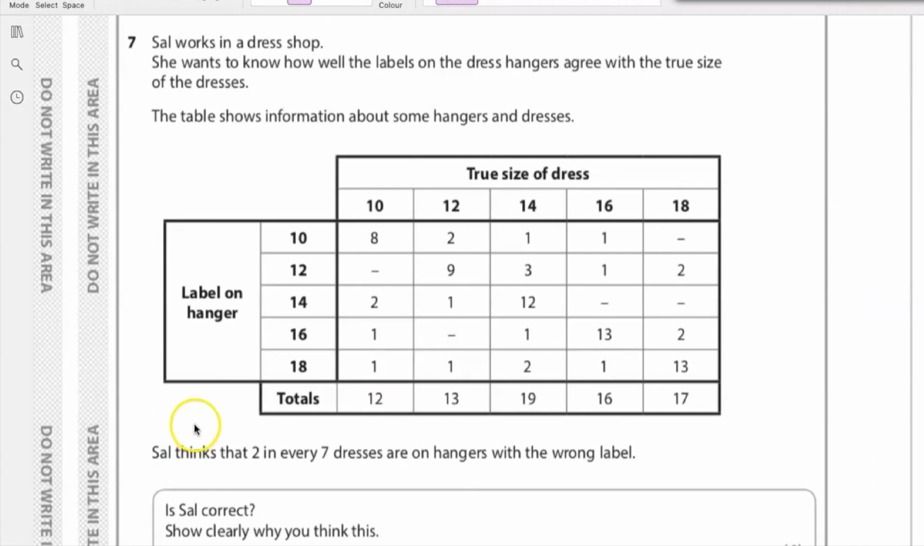Sal walks into a dress shop. She wants to know how the labels on the dress hangers agree with the true size of the dresses. The table shows information about some hangers and dresses. Sal thinks that 2 in every 7 dresses are on hangers with the wrong label. Is Sal correct? Show clearly why you think so.